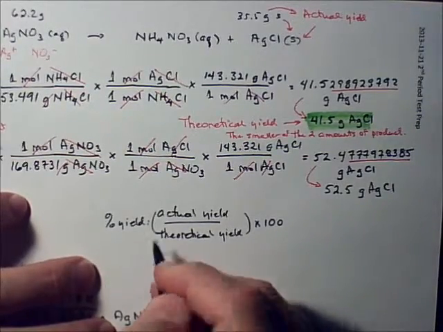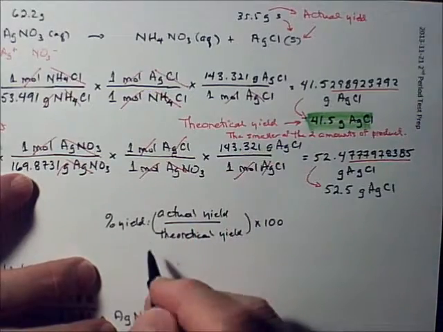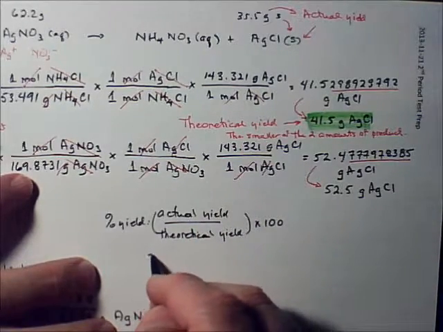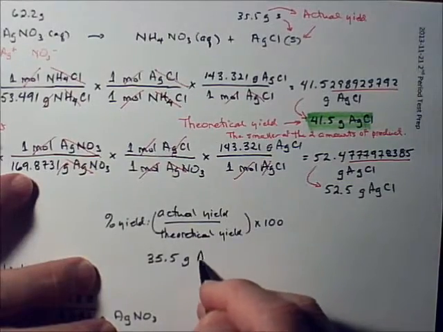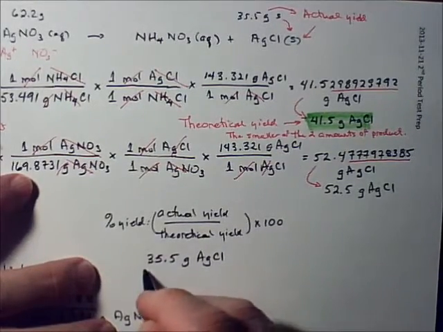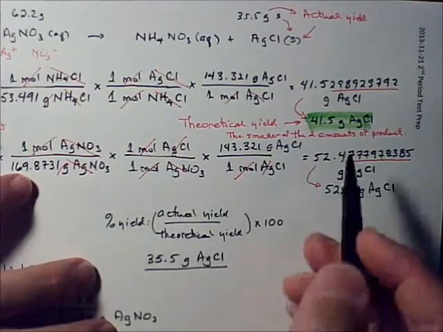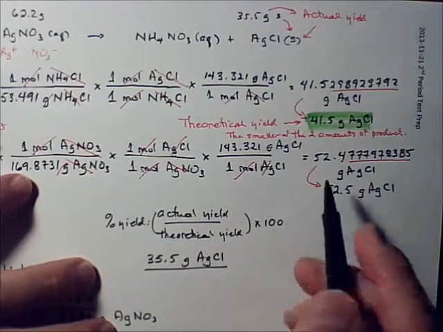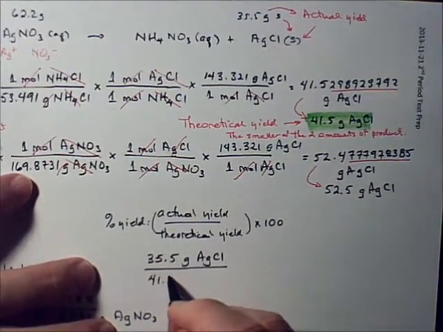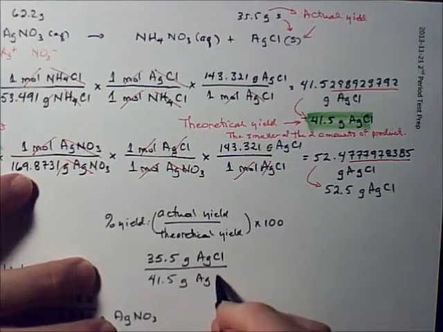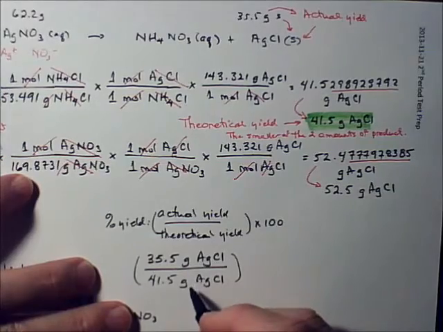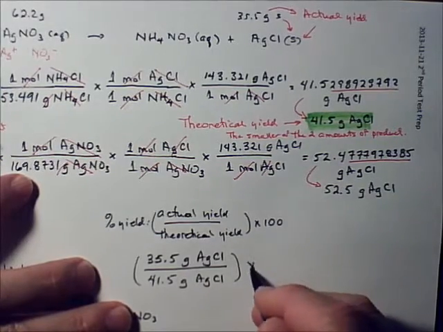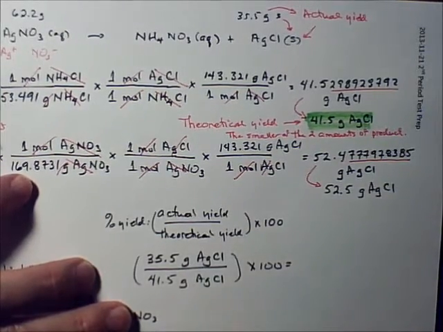So the actual yield here is 35.5 grams of silver chloride. We're going to put that over the theoretical yield. That's this amount, the smaller of these two amounts. We're going to do that division right there first, and then multiply the answer by 100 to get the percent yield.